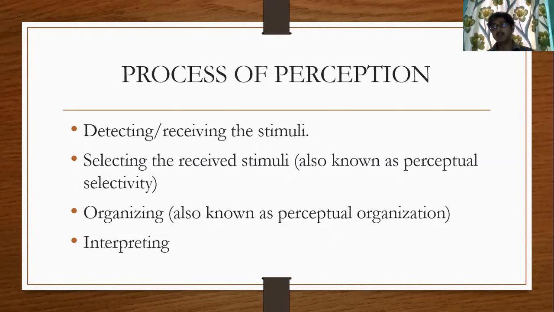A gentle warmth can heal my injury, but an intense warmth or heat can damage my skin. That kind of cause and effect relationship I have to build up through perceptual organizing, or organization. We can call it the coordination phase. And finally, based on your perceptual organization, you will interpret.